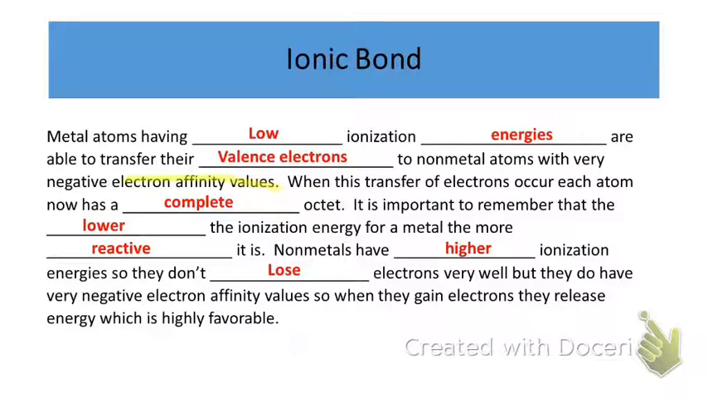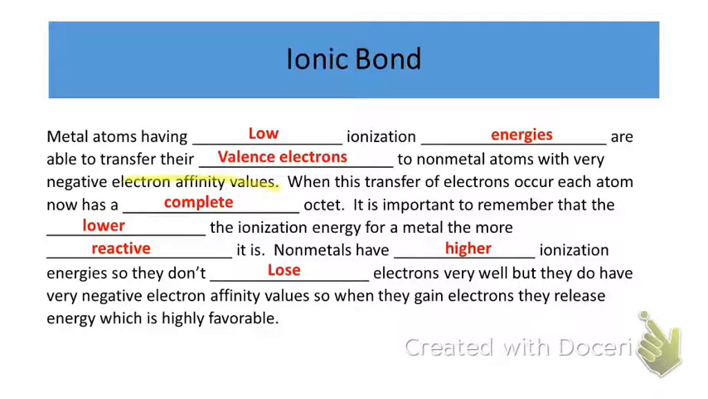Now, when this transfer of electrons occurs, each atom now has a complete octet. It is important to remember that the lower the ionization energy for a metal, the more reactive it is. So make note of that. Now, nonmetals have higher ionization energies, so they don't lose electrons very well, but they do have very negative electron affinity values, which we just talked about.